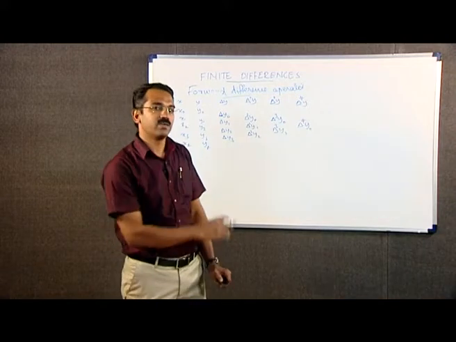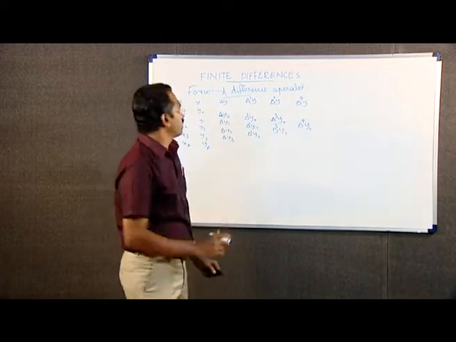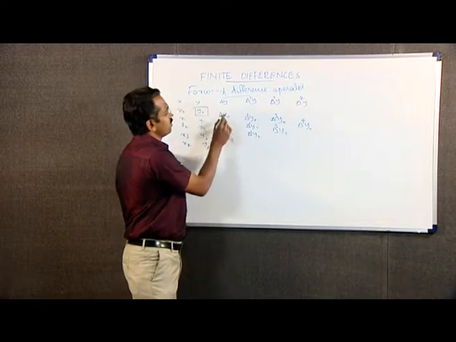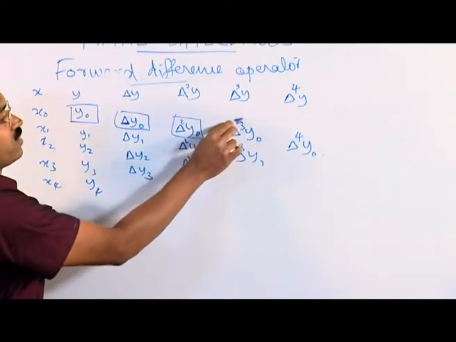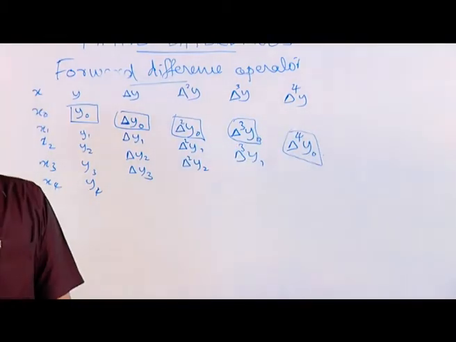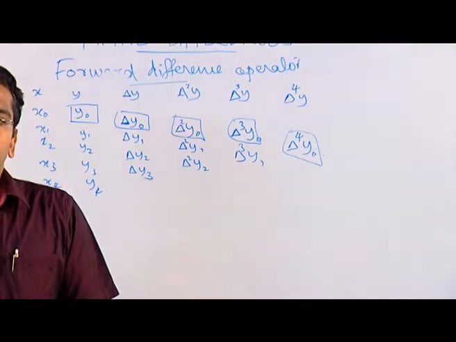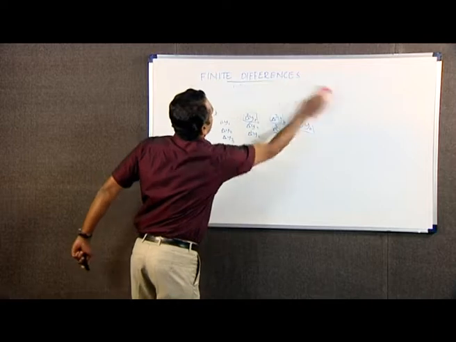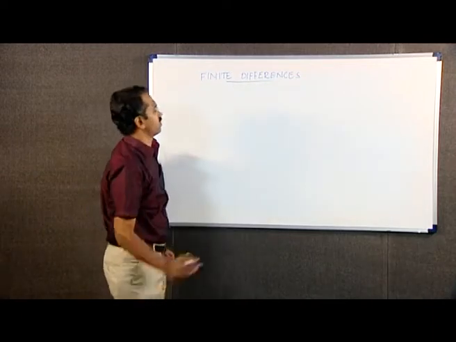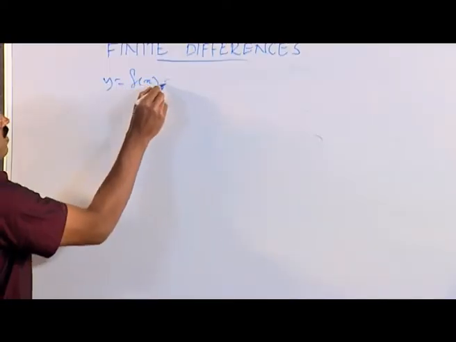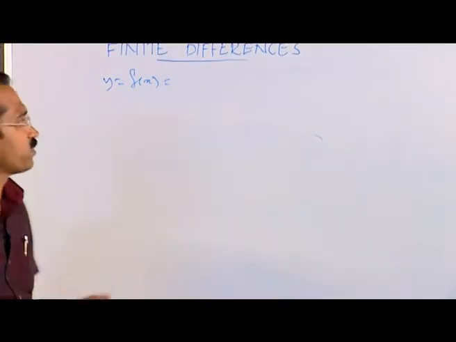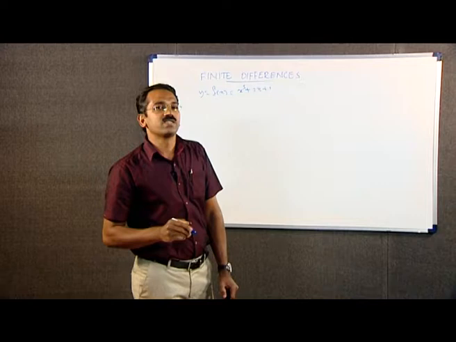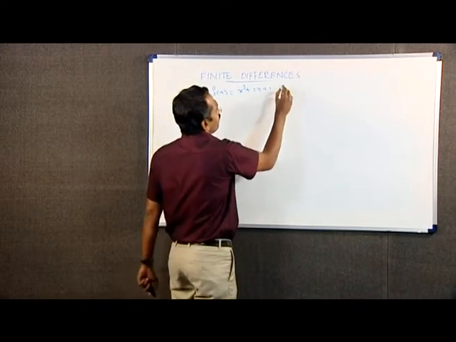The first term in the table is y0. It is the leading term. And delta y0, delta square y0, etc. are called the leading differences. Next, we have an example, that is construct a difference table for the function y equal to f of x, that is equal to x cube plus 2x plus 1 for x equal to 1, 2, 3, 4 and 5.